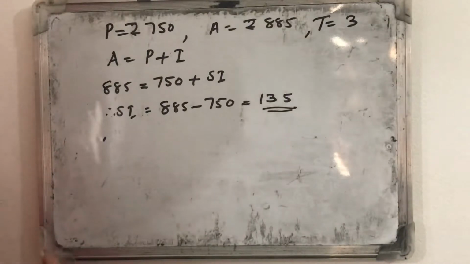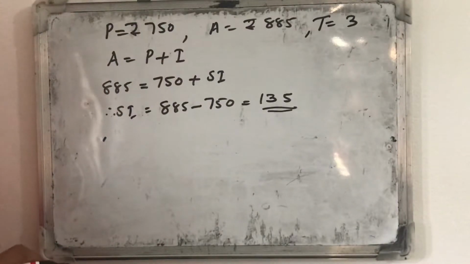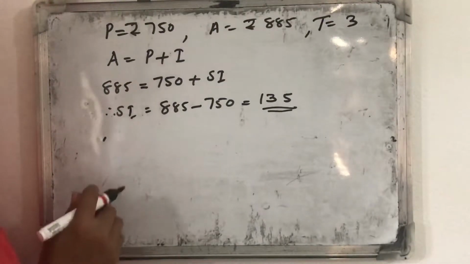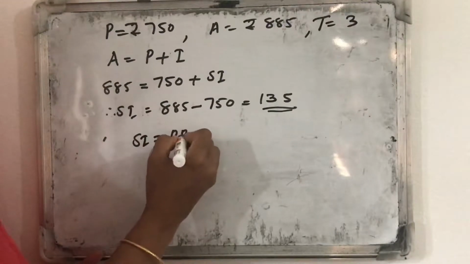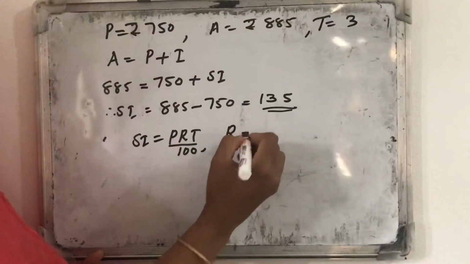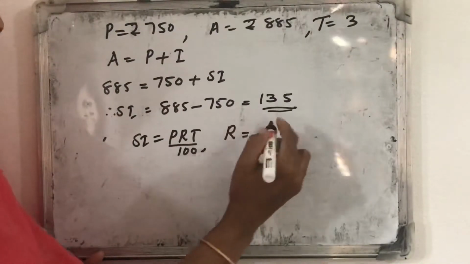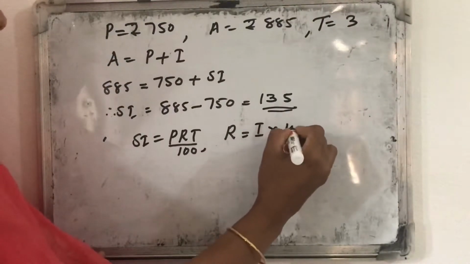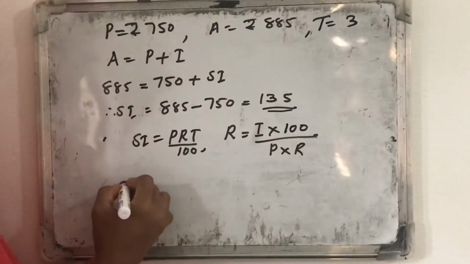But here we want to find out the rate of interest. We know one equation. What is the equation for finding simple interest? Simple interest SI is equal to PRT by 100. From this we can find our rate of interest. R is equal to simple interest, I, into 100 divided by P into T. Then substitute the values.